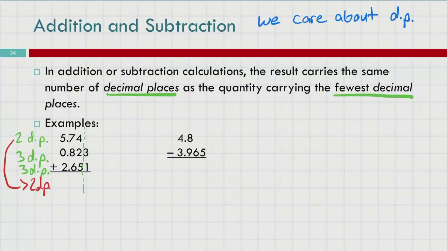So 5.74 plus 0.823 plus 2.651. Calculator says 9.214. And we chop off that 4. So the 1 is our last significant place. We look at the 4. Since 4 is less than 5, this rounds down to 9.21, final answer. So this has 2 decimal places, just like our 5.74.